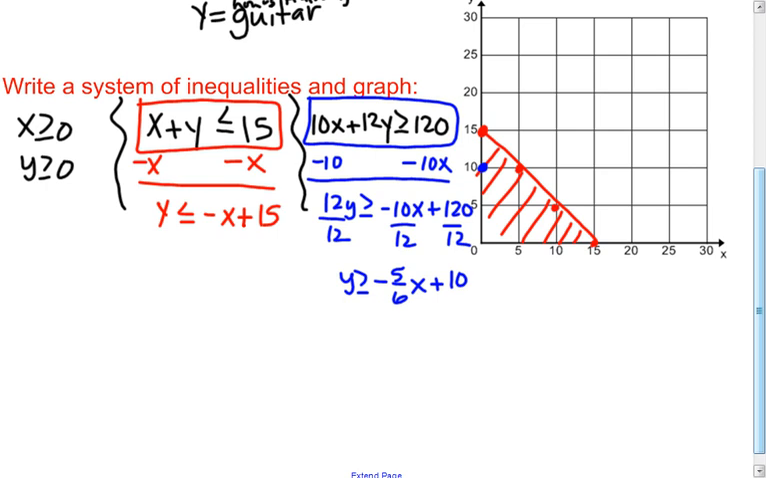The problem on this one is that it kind of runs off the graph, but down 5, 1, 2, 3, 4, 5, and right 6, 1, 2, 3, 4, 5, 6. It would connect right about there if I were to do it. And it would look something like that. This one is greater than, so I would need to shade above it.